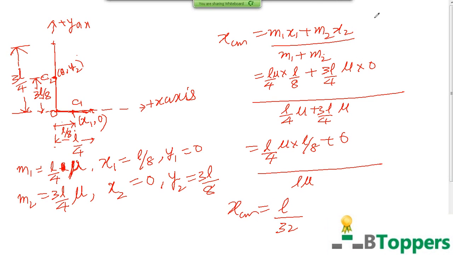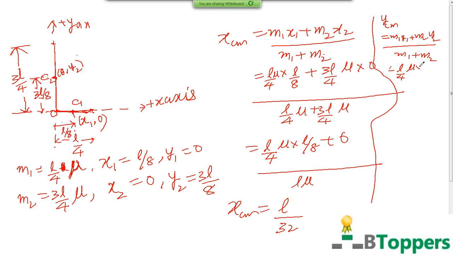In the same way you can find the y coordinate of the center of mass also. The y coordinate of the center of mass is given by M1 y1 plus M2 y2 by M1 plus M2. In case you want to copy the solution of this problem, you can take a pause and copy the solution, and complete the calculation of the y coordinate yourself. M1 plus M2 is L into nu. So we get the y coordinate of the center of mass as 9 by 32 into L. If you want to copy the solution, you can take a pause and copy it.